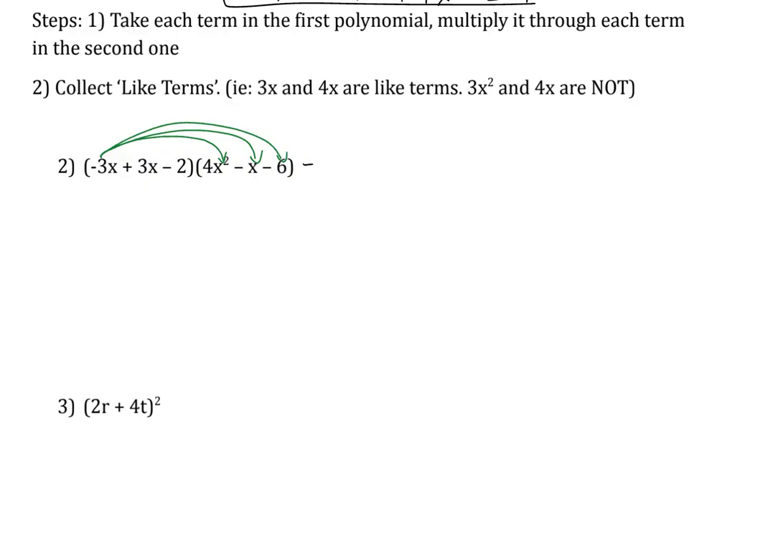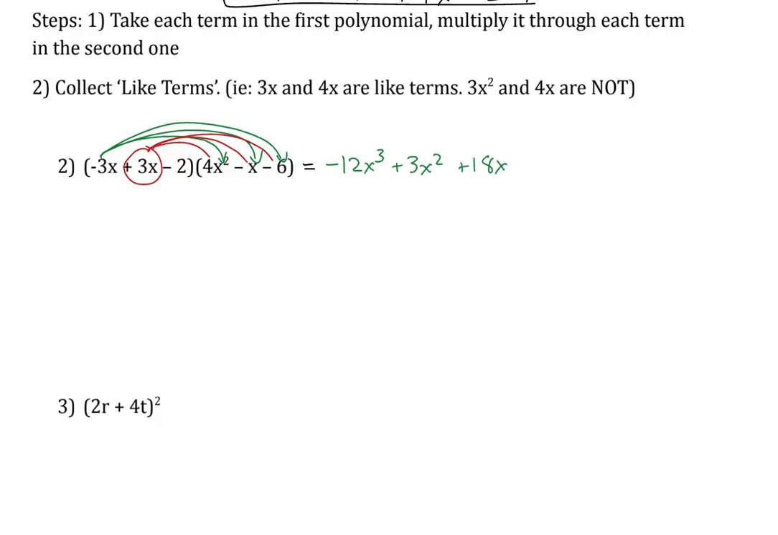I'm going to do this one in green. So negative 3x times 4x squared is going to be negative 12x to the power of 3. Negative 3x times negative x is going to be positive 3x squared. And then negative 3x times negative 6 is going to be positive 18x. Okay, I'm going to use a different color now. Red. So I'm going to take this positive 3x and distribute it to the 4x squared, to the negative x, and to the negative 6. Don't worry, I'm going to go from below on the next one.